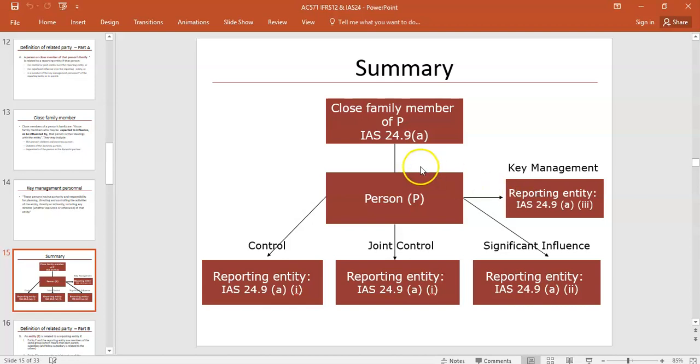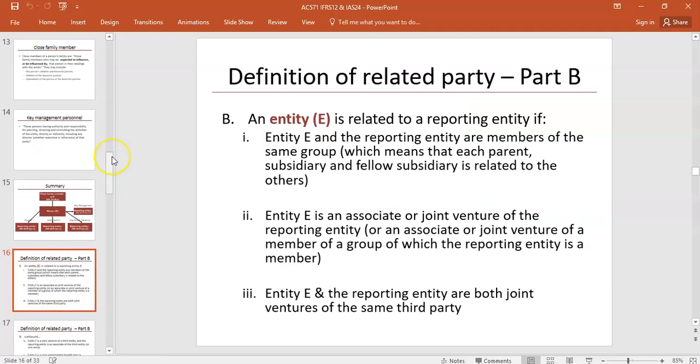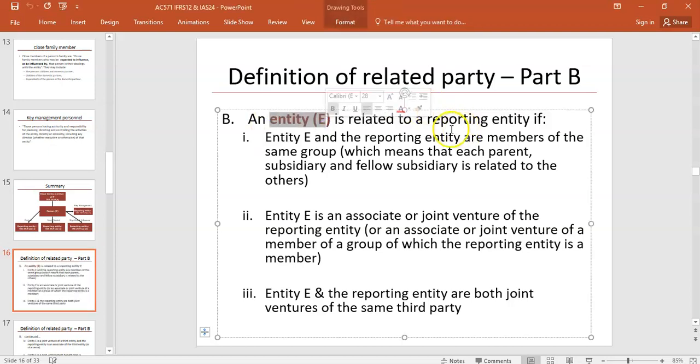When we get to Part B, it's slightly more complex. Part B looks at entities that are related to other entities. So not people related to entities, but other companies related to a company. So you can have transactions, of course, between companies as well. So the rule in Part B is that an entity E is related to a reporting entity. We'll call this company X.